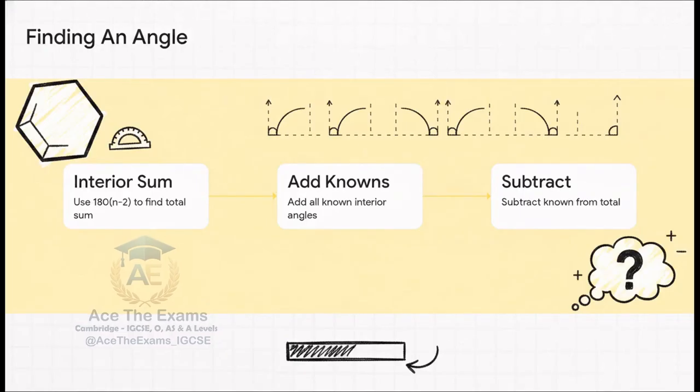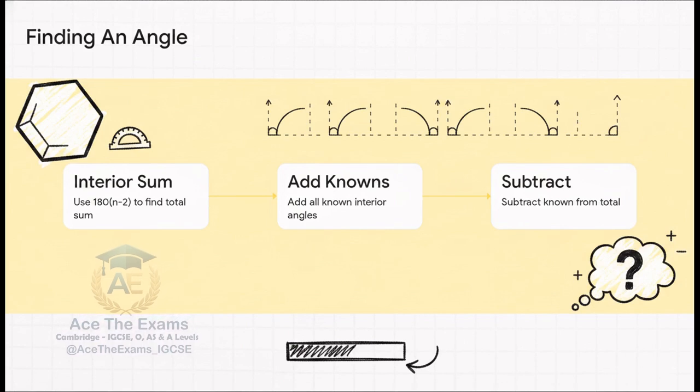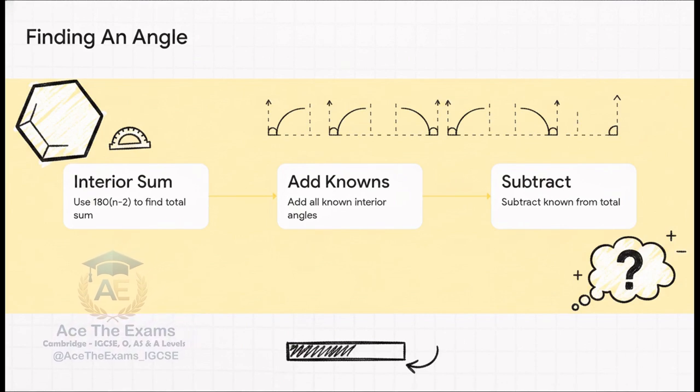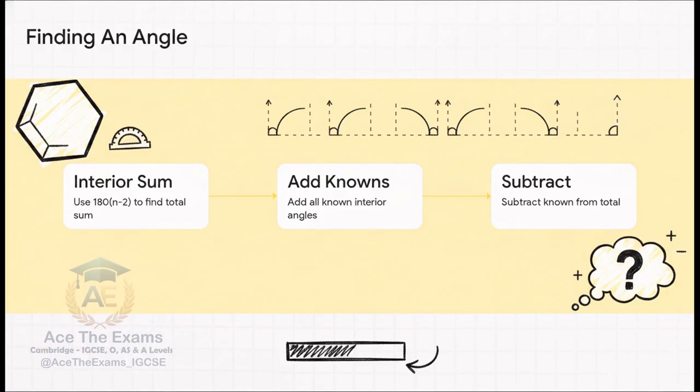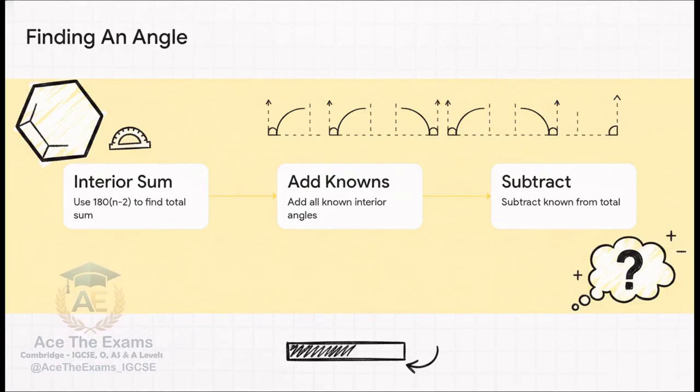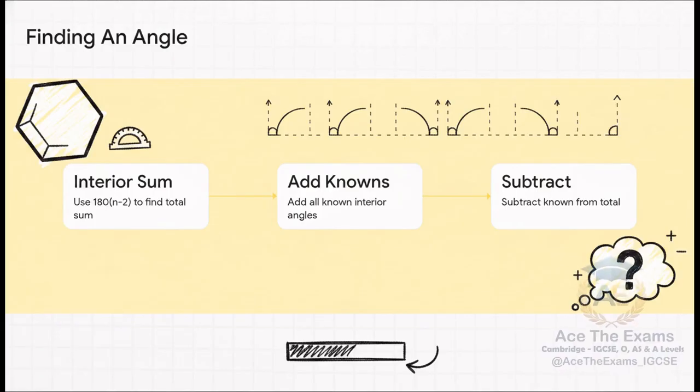So the absolutely crucial point is to follow this specific three-step checklist. Use the 180 times n-2 formula to find the total interior sum, add up what you already know, and subtract that to find your missing piece. For a hexagon, n is 6, so 180 times 4 is 720 degrees total interior sum.